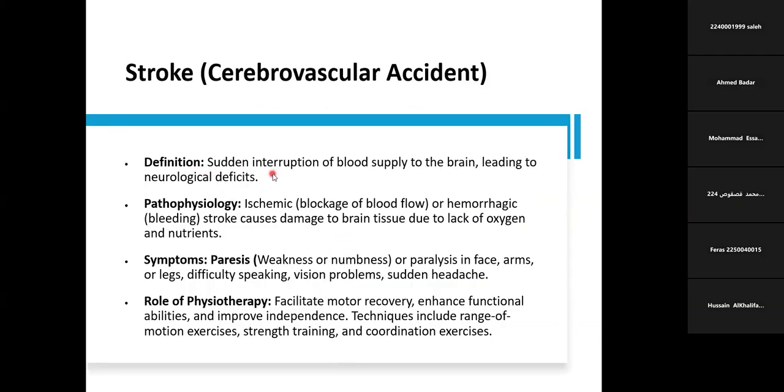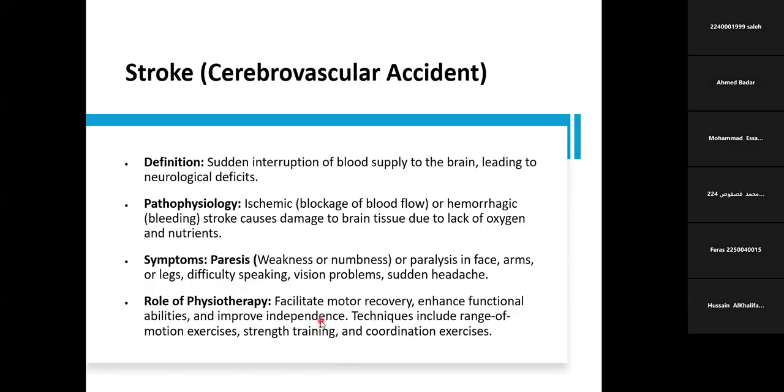Definition: sudden interruption of blood supply to the brain leading to neurological deficits. Pathophysiology, two types: ischemic, which is blockage of blood flow, or hemorrhagic, which is bleeding, causing damage to brain tissue due to lack of oxygen and nutrients. What are the symptoms? Paresis or plegia. Paresis: weakness or numbness, or paralysis on one side, face, arms, legs, difficulty speaking, vision problems, sudden headache. Role of physiotherapy: we facilitate motor recovery, enhance functional abilities, and improve their independence.